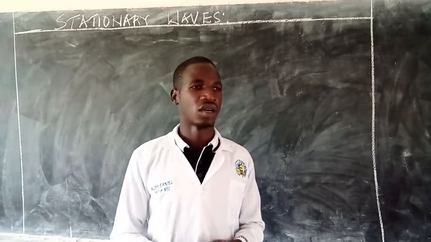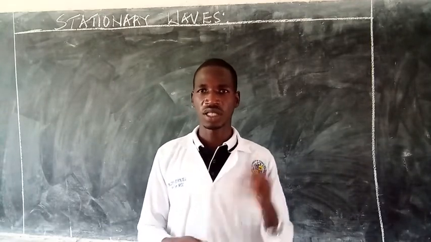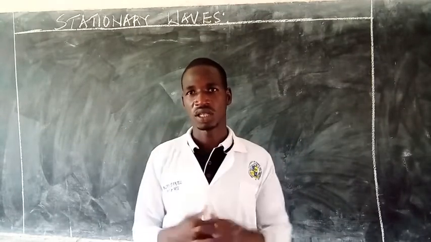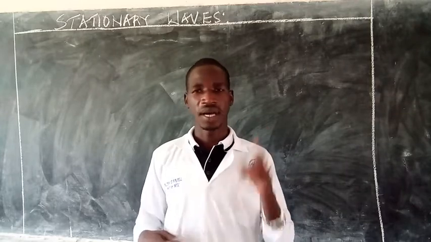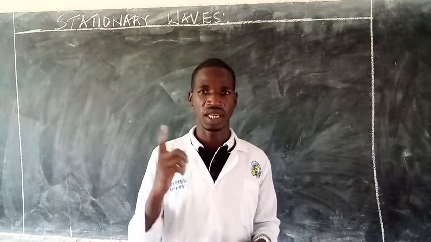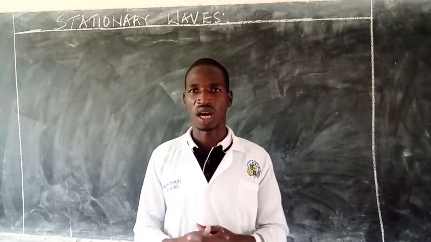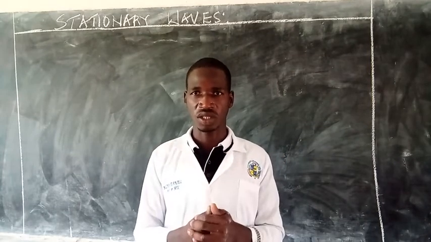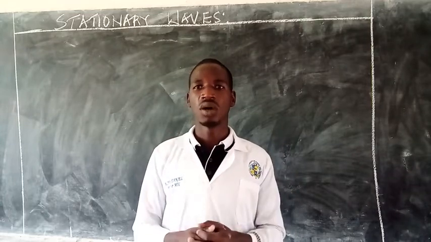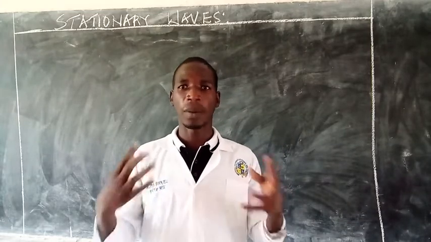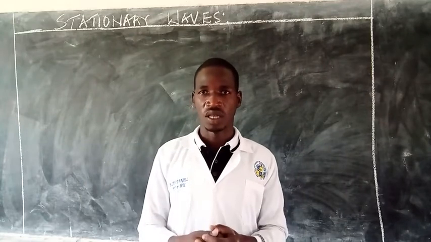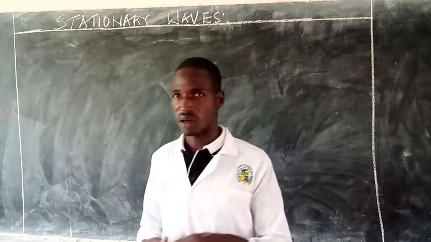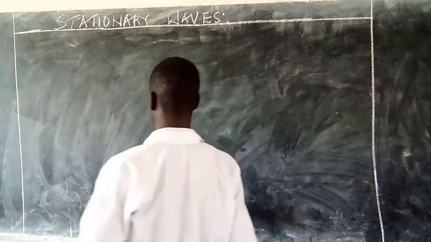They are formed when two progressive waves are moving in opposite directions. These two progressive waves must have the same amplitude, the same frequency, and the same velocity, but move in opposite directions. So when these two progressive waves moving in opposite directions superpose or meet, what is formed is called a standing wave or a stationary wave.